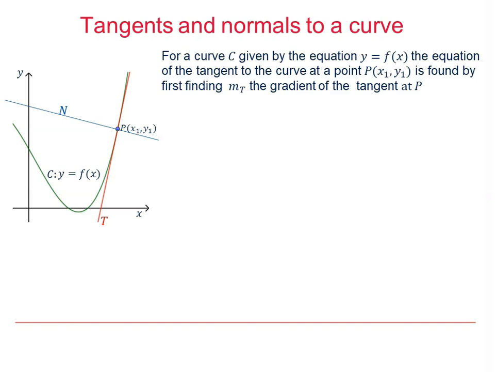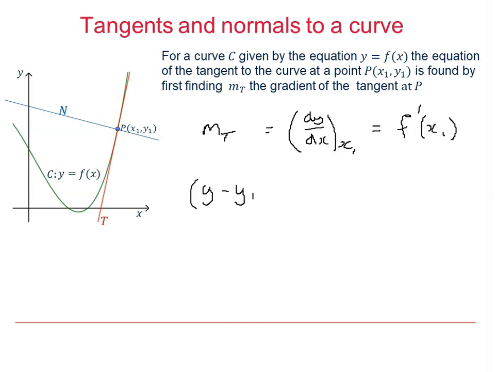However, as a recap of the ideas, we can find the equation of the line by first of all getting the gradient of the tangent, which will be equal to the derivative dy by dx evaluated at the particular x value, so in this case x1. That can be written as f dashed of x1. Once we've got that gradient, then the straight line equation can be used. So y minus y1 is equal to gradient multiplied by x minus x1, and that will give us the equation of the tangent.